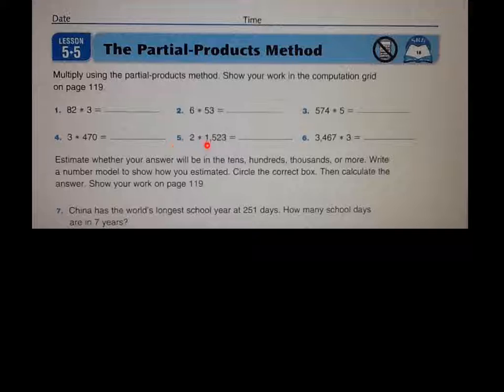Then on the bottom half of the page, there are some special directions. It says, estimate whether your answer will be in the tens, hundreds, thousands, or more. Write a number model to show how you estimated. Circle the correct box. Then calculate the answer. So you are doing both an estimate, showing the number story, and you are doing the exact answer. Make sure you show both below.